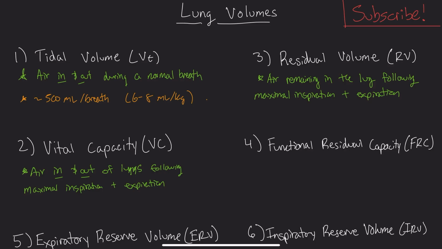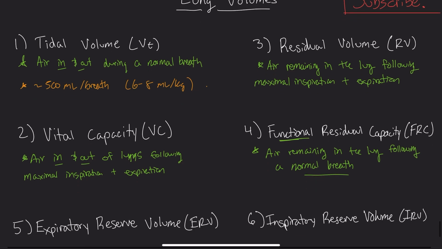Now, for functional residual capacity, this one's very similar. This one is the amount of air remaining in the lungs following a normal breath. So how I remember that is, functional residual capacity, I just think of, I'm functioning normally, just normal function. That's my little memory trick for that. So this is air remaining in the lung following a normal breath. And remember, what did we say the normal breath is? That was our first one, that's our tidal volume, right?